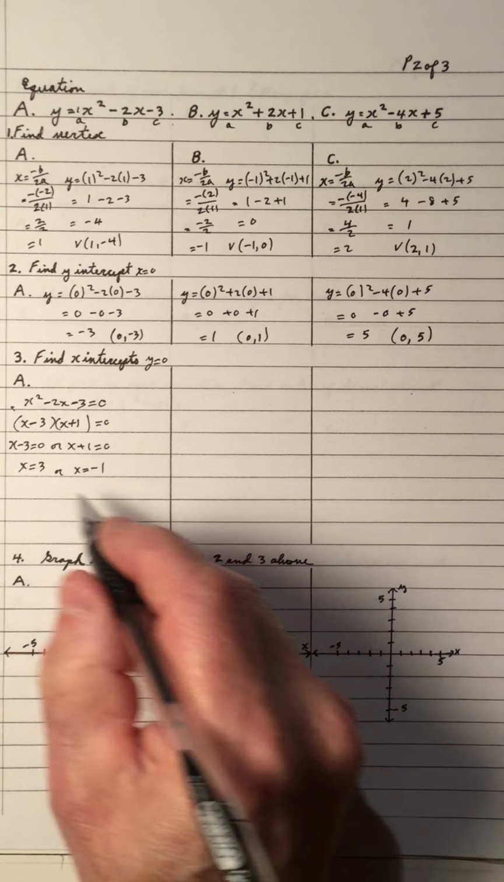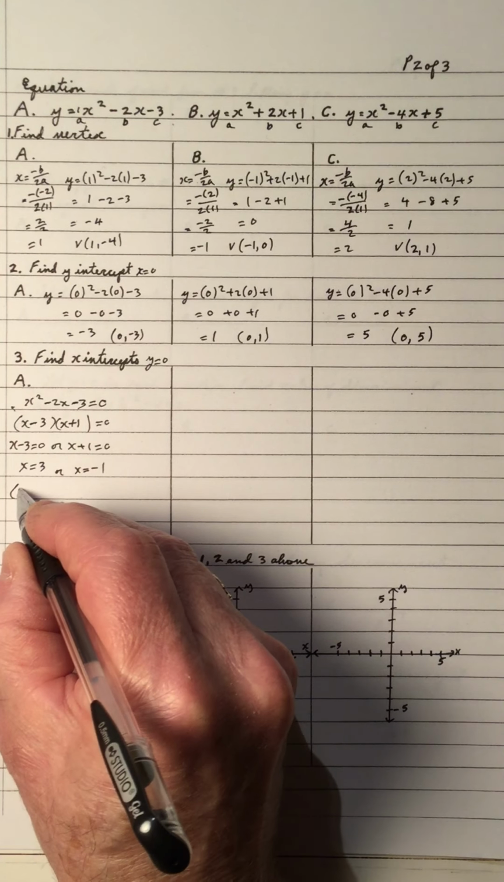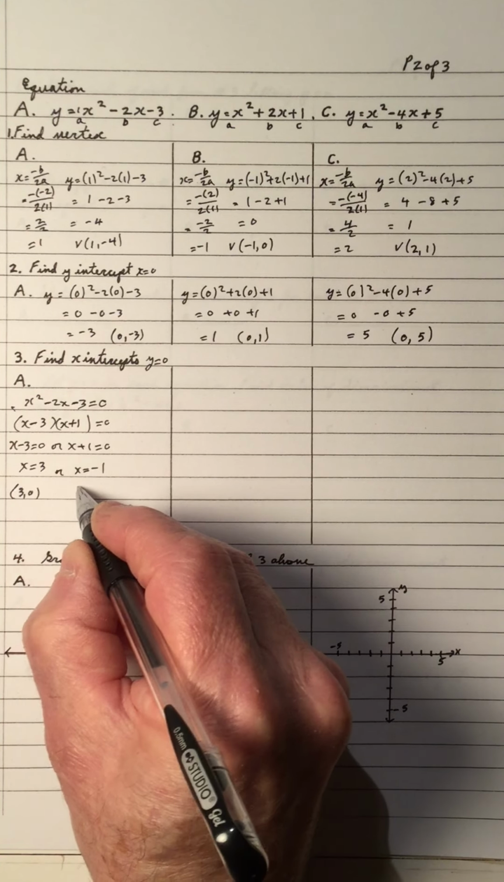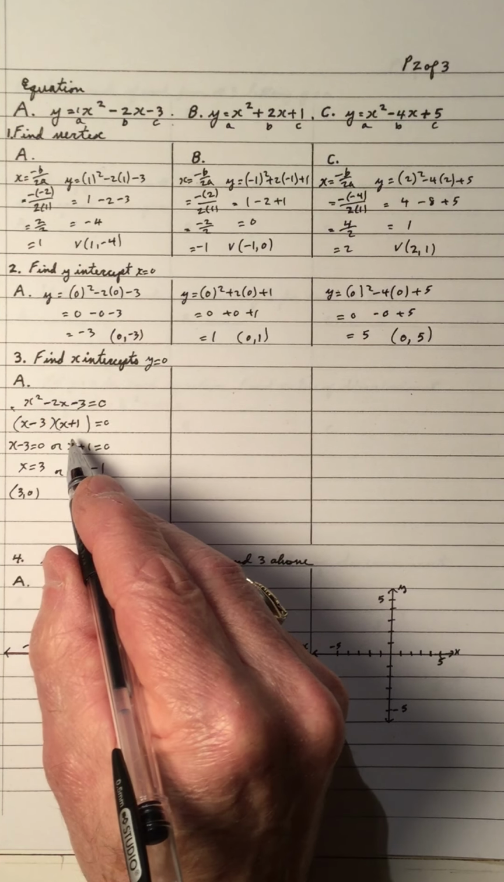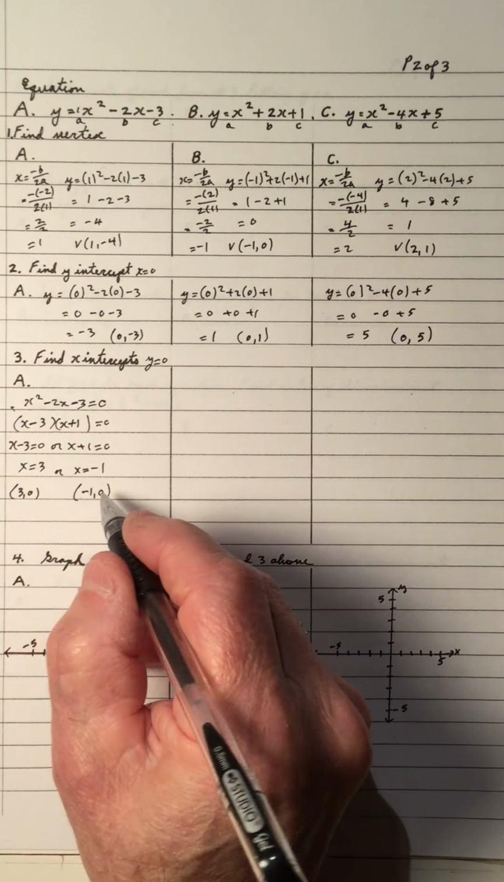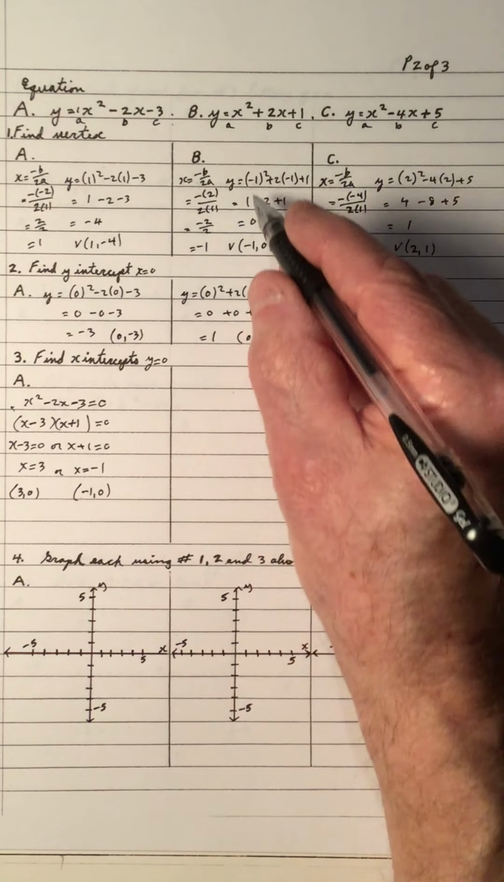And that's the x-intercept. And again, the x-intercept is 3 when y is 0. The x-intercept is negative 1 when y is 0. Because the x-intercepts cut the x-axis, and that's the y coordinate of 0.